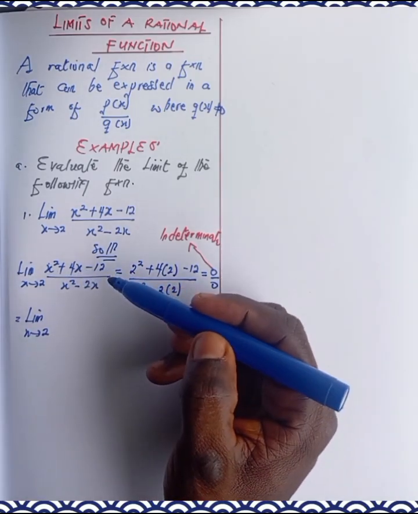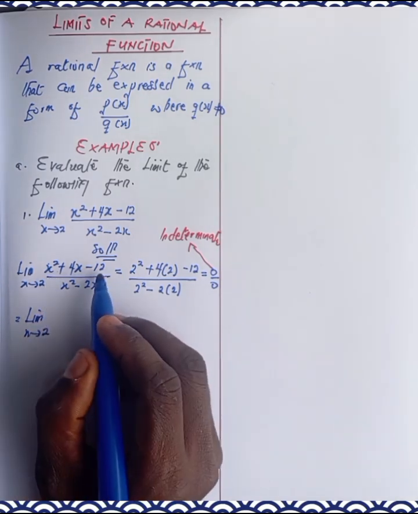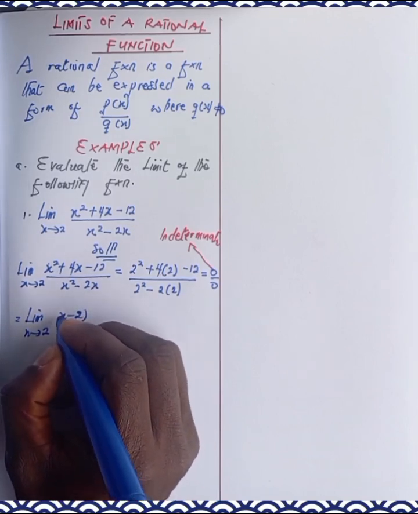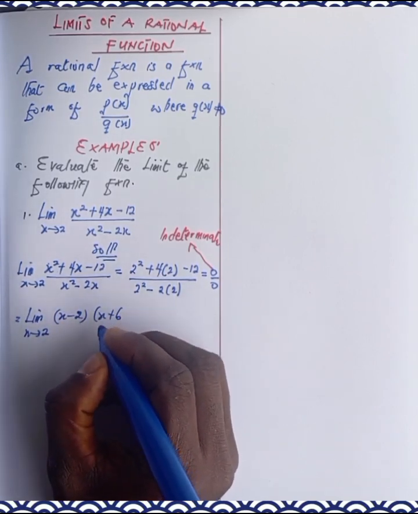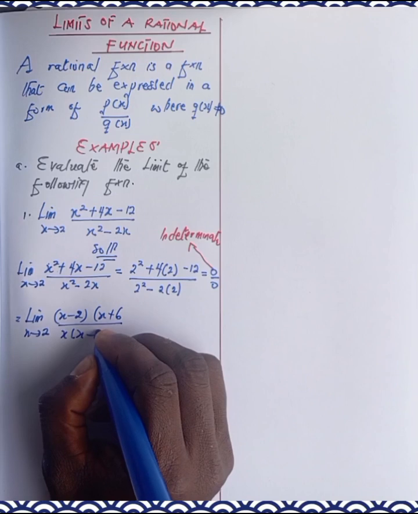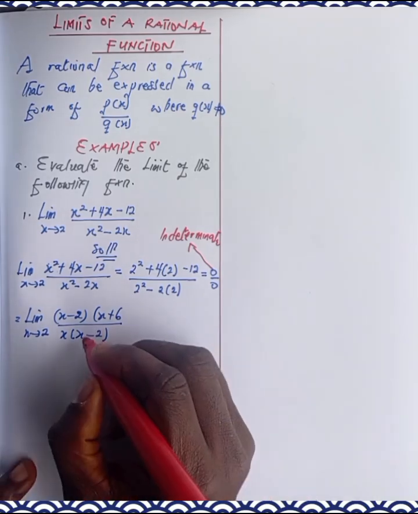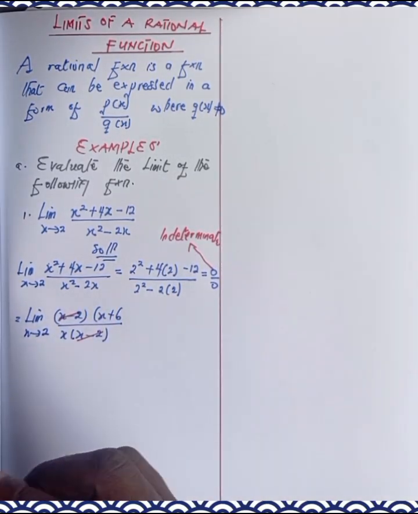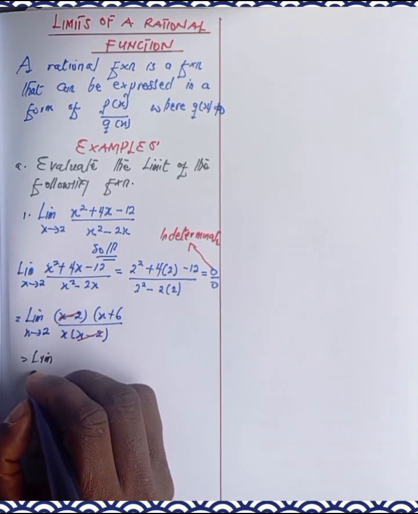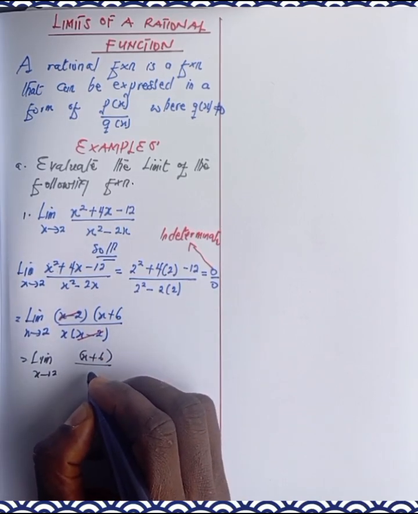Now we have to factorize the numerator, and then we factorize the denominator to see what we will be coming out with. In factorizing the numerator, we are getting a quadratic function, so we are going to get x minus 2 times x plus 6 all over, we can factorize this out, we have x times x minus 2. Now you can see that this and that will go. We are left with the limit as x approaches 2 of x plus 6 all over x.